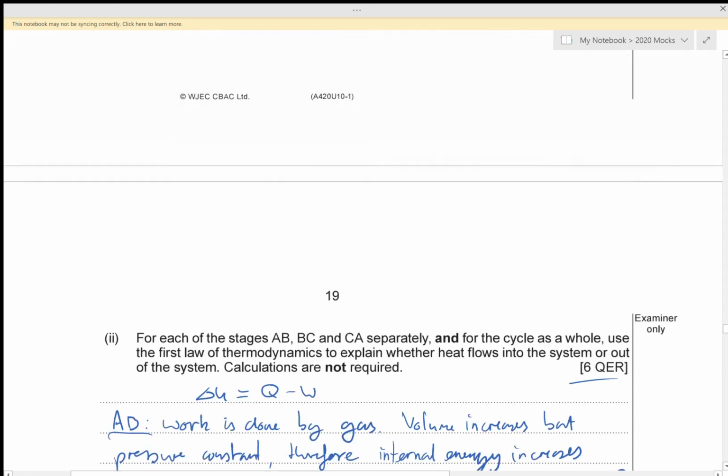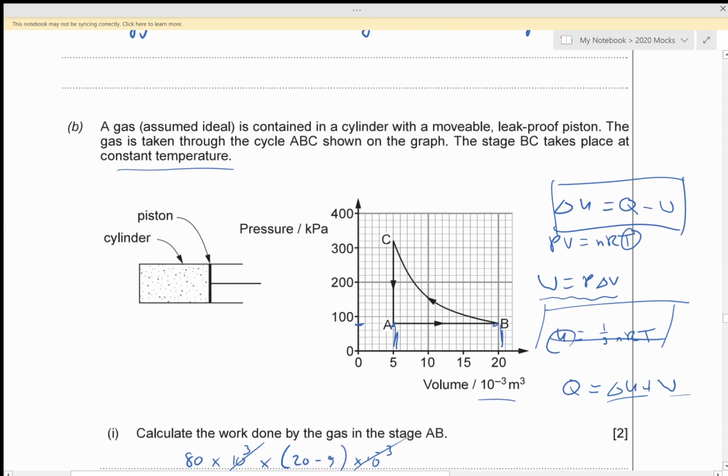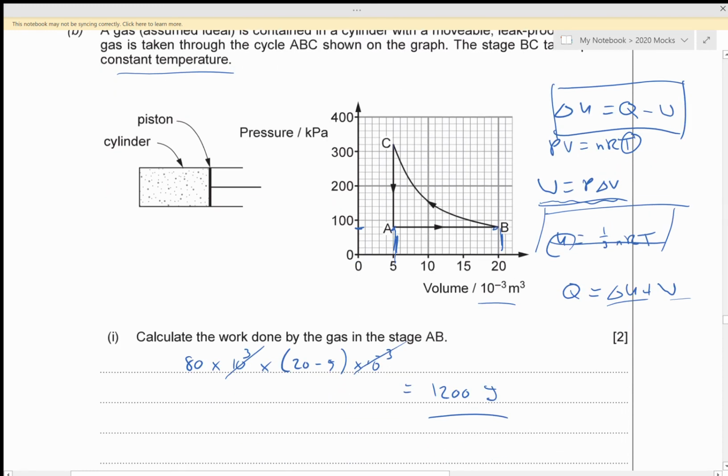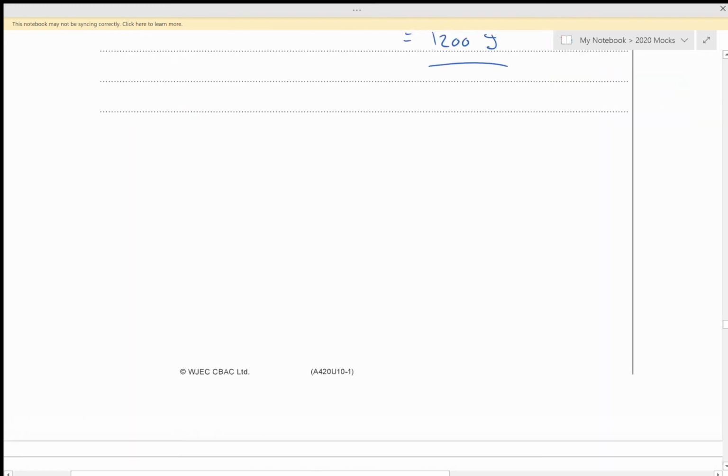Okay, finally then, CA. CA, there's no volume change here at CA whatsoever, so there's no work being done. So W is 0. The pressure is decreasing at a constant volume, and PV equals nRT. So a decrease in pressure at constant volume means a decrease in temperature, which in turn means a decrease in internal energy. So there's no work being done here. W is 0. However, the internal energy has decreased. So therefore, if delta U is negative, then Q is negative. Heat has flowed out of this system again.